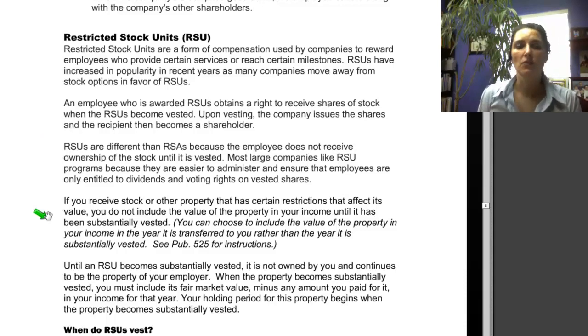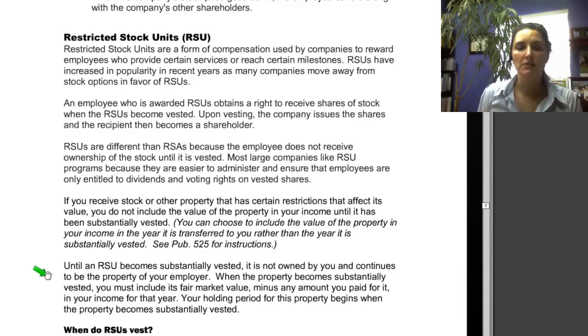If you receive stock or other property that has certain restrictions that affect its value, you do not include the value of the property in your income until it has been substantially vested. You can choose to include the value of the property in your income in the year it is transferred to you rather than the year it is substantially vested. You should see Publication 525 for instructions on this.